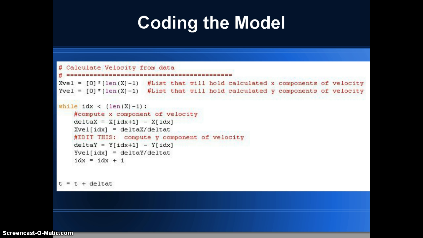From here, we follow the same steps we did before, but we put it into the coding of the model. First step is finding the velocity. As you can see here, we compute the x component of the velocity, and here the y component of the velocity. As simple as we did in the previous slide.